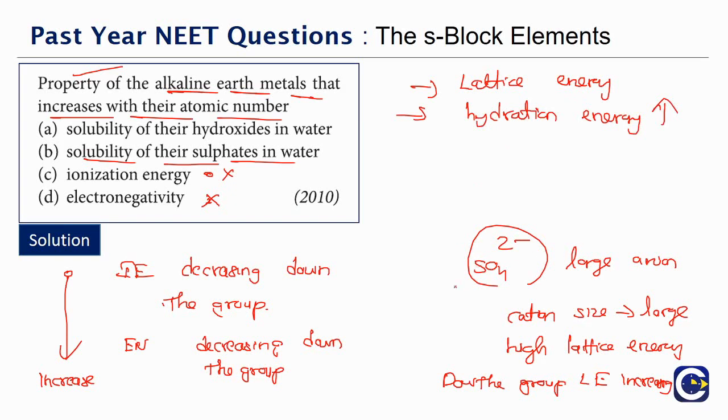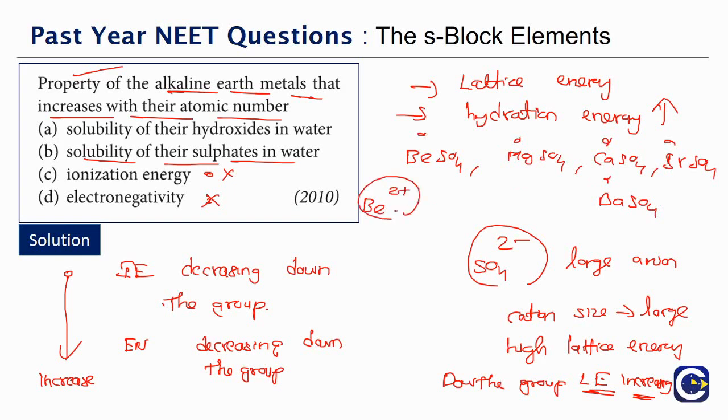Now let us look at it. As we go down the group, what is happening? The lattice energy is increasing. Now when you compare the sulfates, all are having the same anion: beryllium sulfate, then magnesium sulfate, then calcium sulfate, then strontium sulfate. All of them have the same anion. The only thing is in terms of the cations, beryllium has a small size, and the charge density for the beryllium will be high.